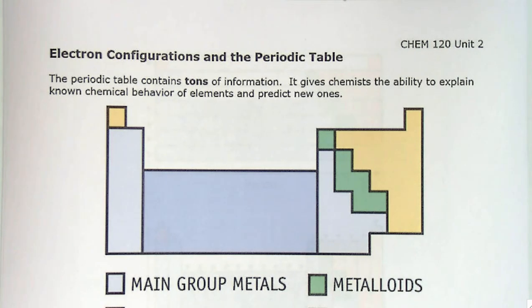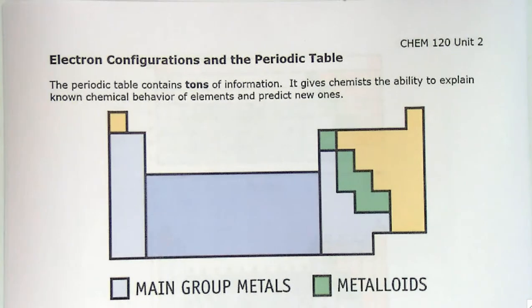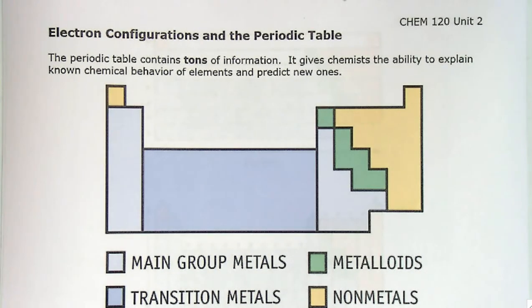Okay, now we're on page 3 in the Chem 120 Unit 2 note packet. We're going to talk about electron configurations and the periodic table. The periodic table contains so much information. It gives chemists the ability to explain known chemical behavior of elements and predict new ones. I just have a very basic periodic table here. It's kind of nice because it's simple.